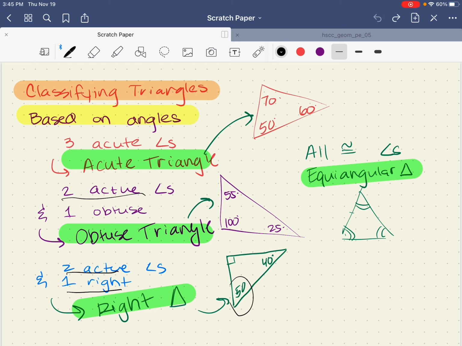Our last type of triangle classification is a very special one. This is called equiangular. Equiangular is when all the angles are congruent to each other. When all the angles are congruent.